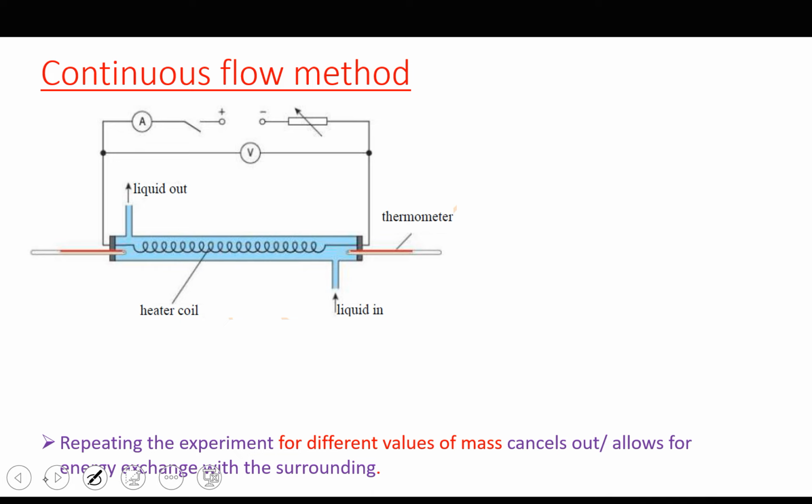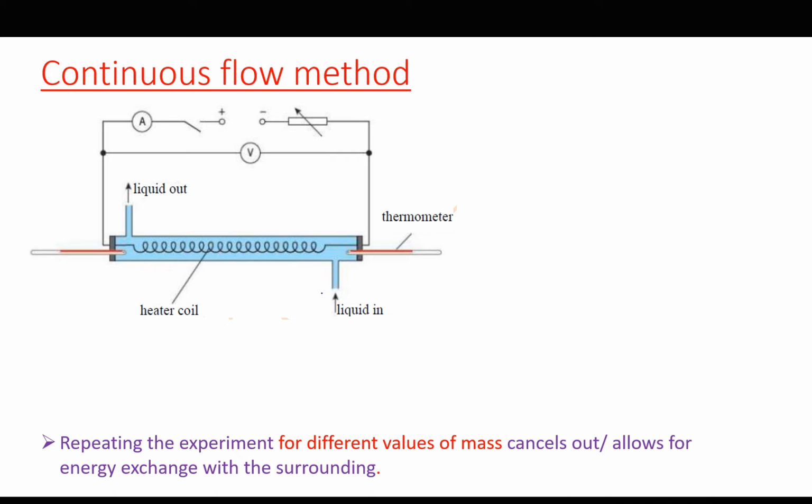It is called continuous flow because the liquid is meant to continuously flow over what? Over a heater. We are going to see that this method is better because it caters for heat exchange with the surrounding. So the liquid flows over a heater at a constant rate. That is, the same amount of the liquid per unit time flows over the heater.